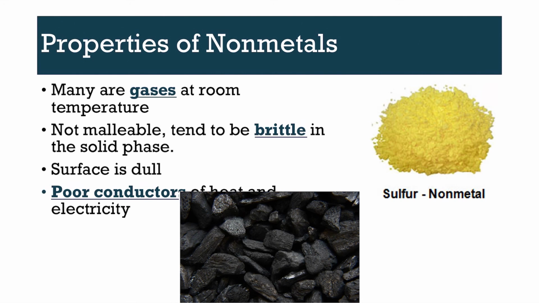Nonmetals, on the other hand, most of them are gases. Not all of them, but most of them. They tend to be brittle. So if you try to bend it, it will snap or turn to powder, kind of like this sulfur. They're pretty much dull. They're, again, the complete opposite of these metals. And the picture's cutting it off, but these are poor conductors of heat and electricity. So if you put a pencil, which is made of carbon and graphite, in a hot cup of water, the pencil doesn't really get that warm. But if you put a metal spoon in that hot cup of coffee, the spoon becomes a lot hotter because it is a better conductor.